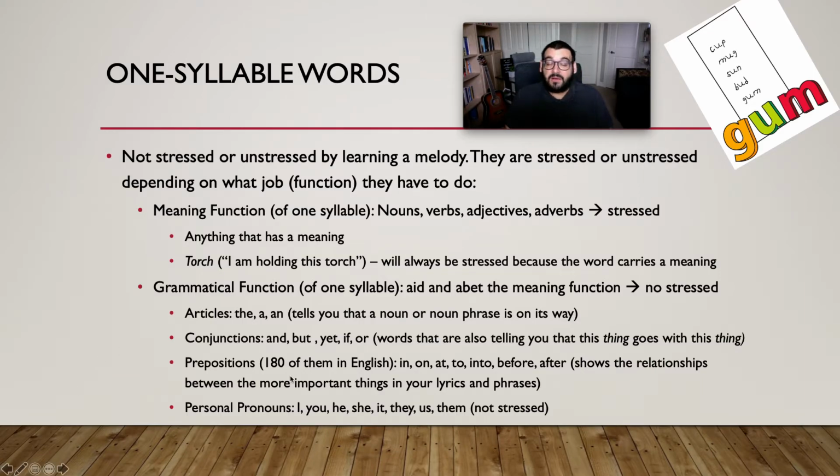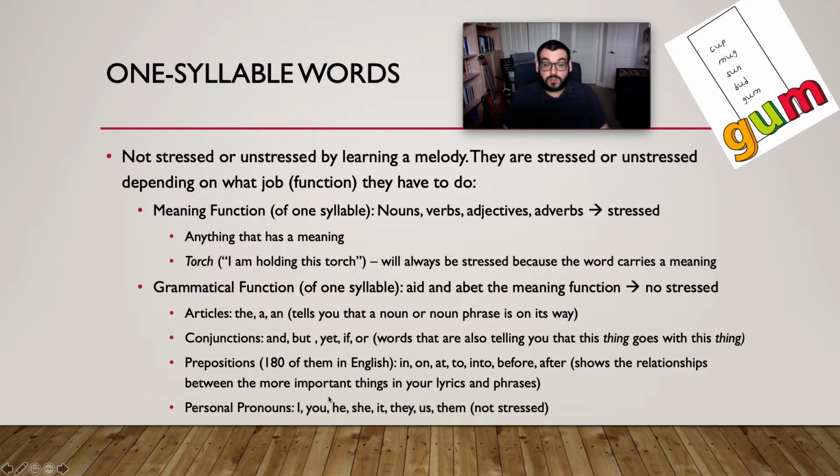Prepositions. Now, we have a lot of prepositions in English. We have 180 of them. In, on, at, to, into, before, after. Prepositions show the relationships between the more important things in your phrases, so we don't tend to put those on stressed syllables. They're not stressed. When we use these words in a sentence, our voices actually slightly change pitch and go down, and then back up to either the verb or the noun.